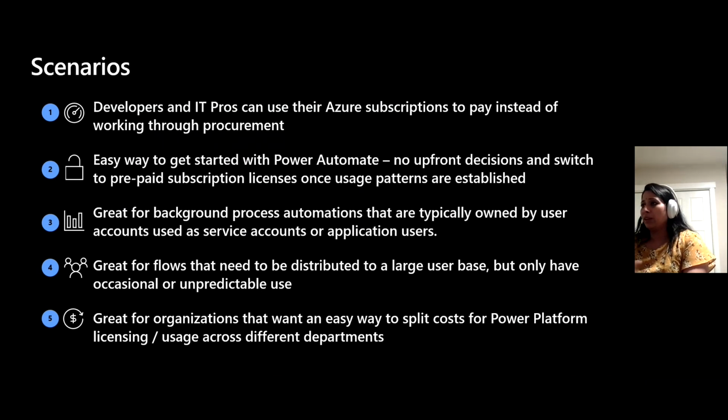It's also an easy way to get started because you don't have to make upfront decisions, no license commitments, purchasing or assigning those licenses. So you can start with pay as you go, and it's great for background processes that are typically running with service accounts, application users, or service principals. For these automations, you need to figure out who the users are and either license every user appropriately or license the flow itself. If a flow is running on pay as you go, you do not have to worry about it because the per flow run will take care of it. So the users no longer need any license for the flow.